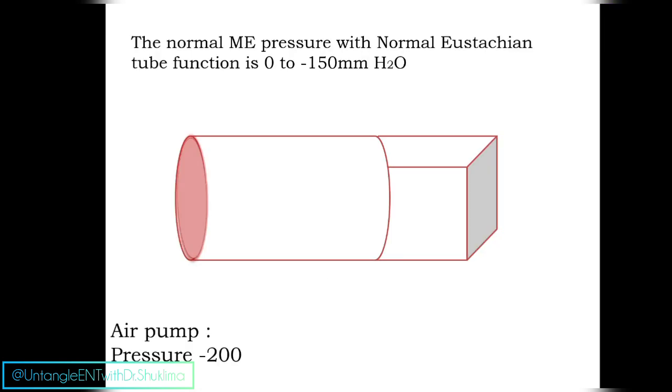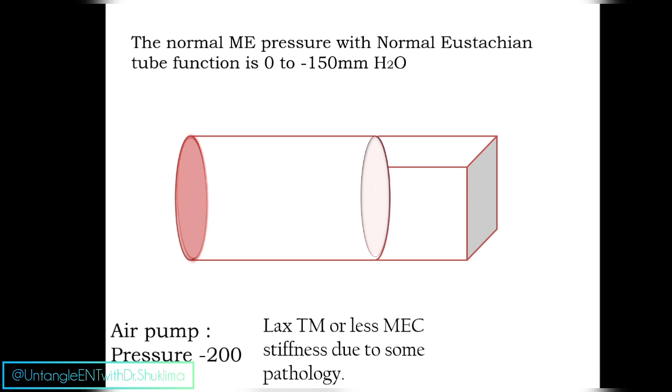Now let's see another scenario. Imagine there is a lax tympanic membrane or less stiffness of the middle ear cavity, such as we can see in ossicular discontinuity. Now see the image. This is the tympanic membrane, and consider it very lax, very thin. So what will be the consequences?